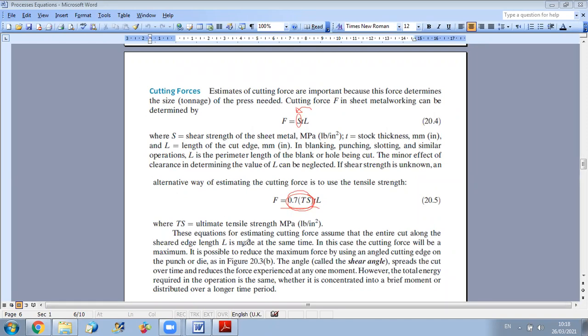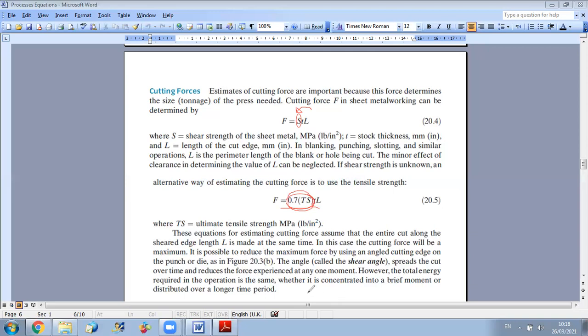These equations are used for estimating the cutting force, assuming that the entire cut along the sheared edge length is made at the same time. In this case, the cutting force will be maximum. It is possible to reduce the maximum force by using an angled cutting edge on the punch and die, as shown on the figure. This angle is called the shear angle, and it will spread the cut over time and reduce the force experienced at any one moment.